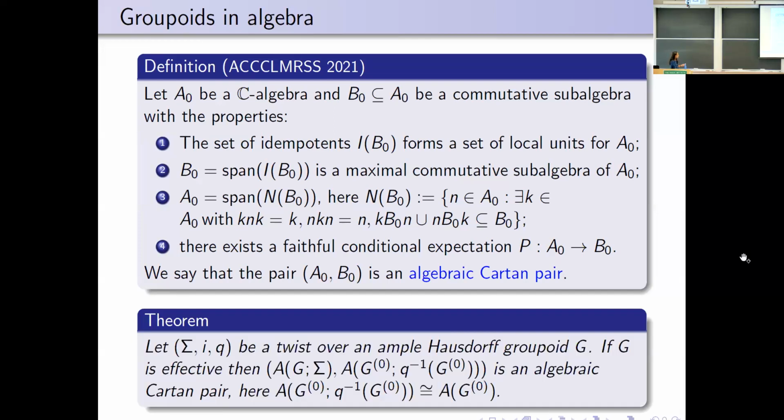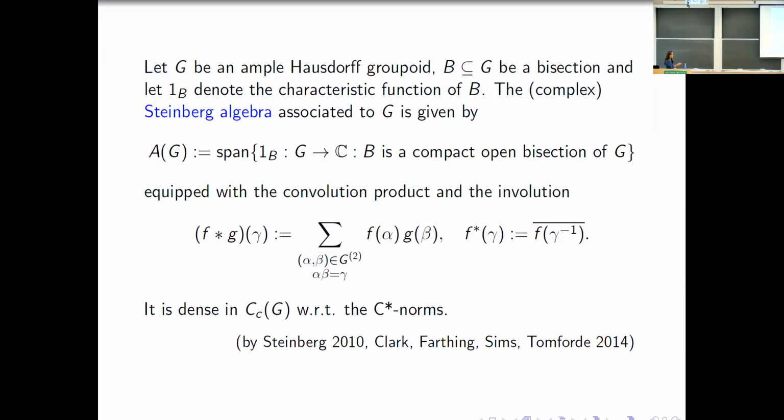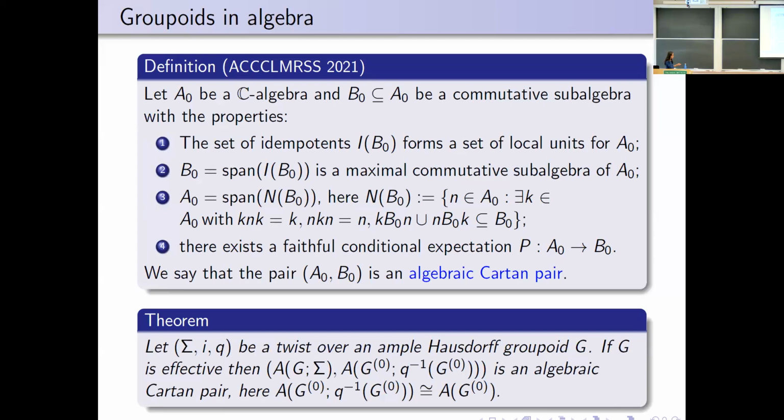And then what we show, I will explain in detail later, is that again, if I relax a little bit of the conditions and start with a groupoid G which is Hausdorff and étale, then we can always, as I said previously, pick up a twist over such a groupoid.